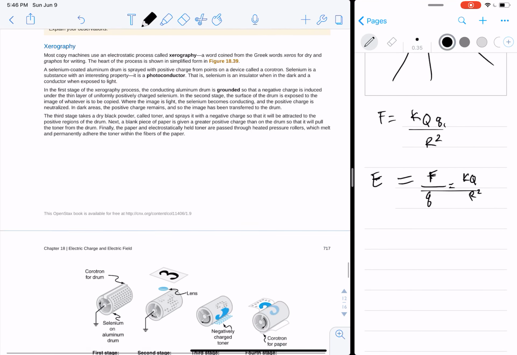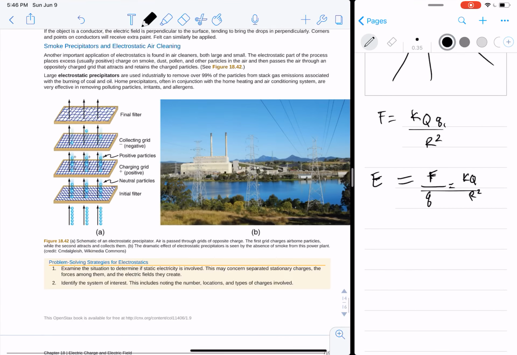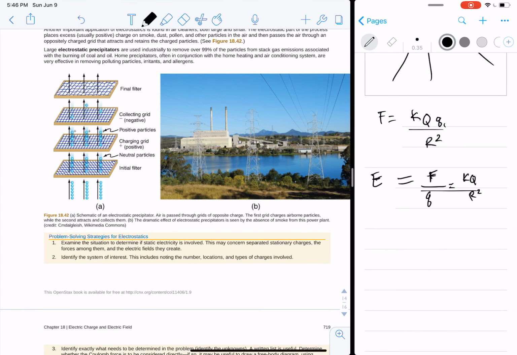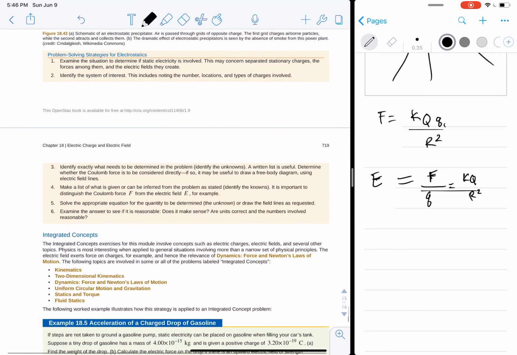And I think that's going to take us to the end. This is an air filter here. So this is the example of filtering air.